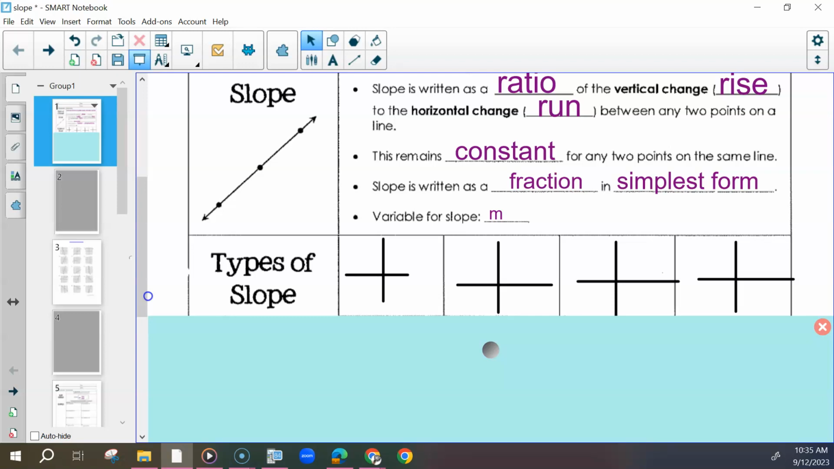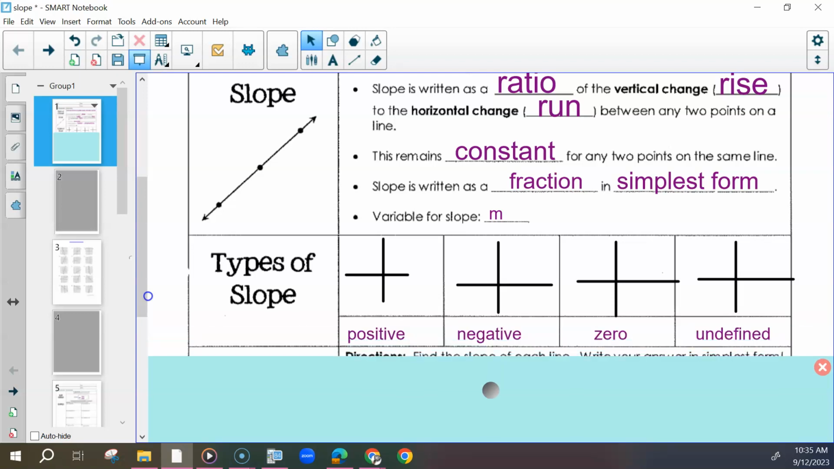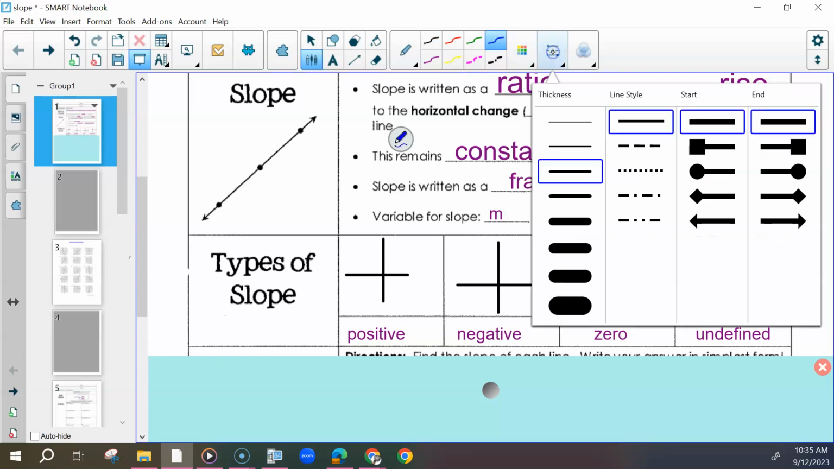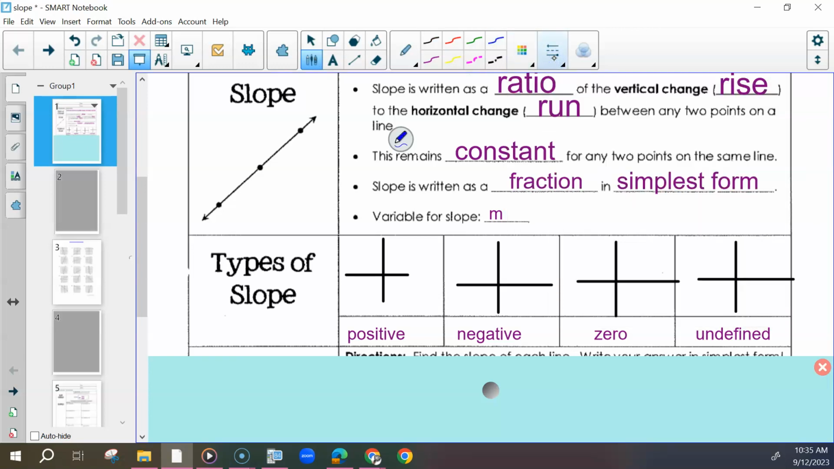There are four different types of slope: positive, negative, zero, undefined. I'm going to draw in different lines so you see what these look like. Draw this to the best of your ability. It doesn't have to be perfect.